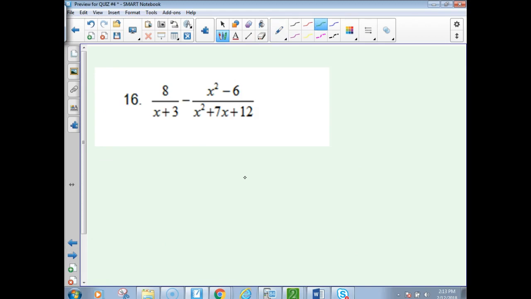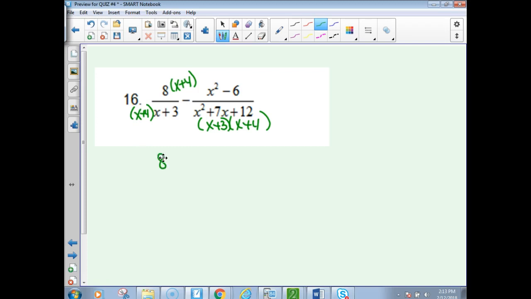All right, to the next one. I'm going to factor it under here. x plus 3 times x plus 4. All right, and I'll need to multiply the first one by what's missing in its denominator that's in the second denominator, which is x plus 4.